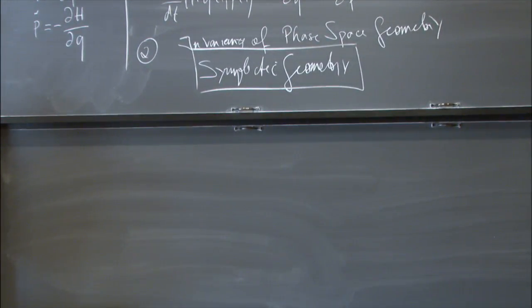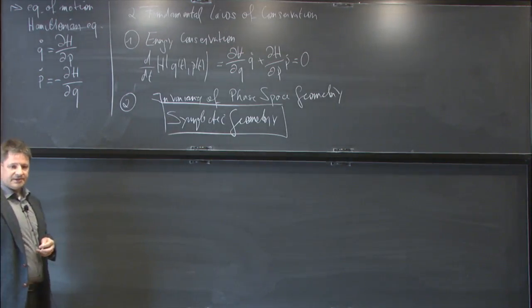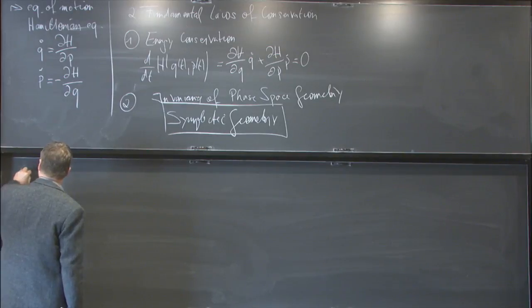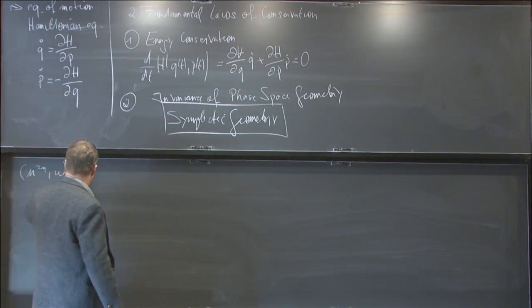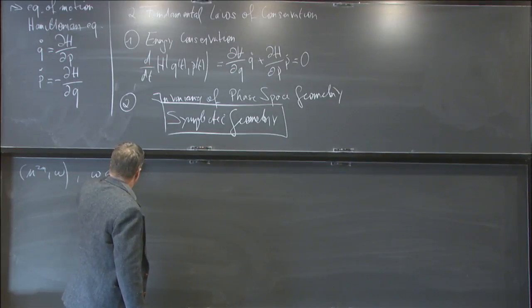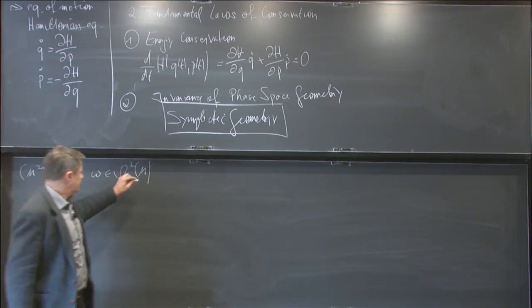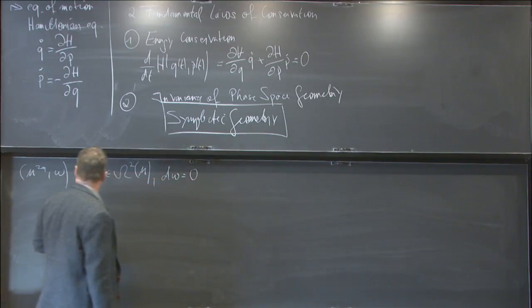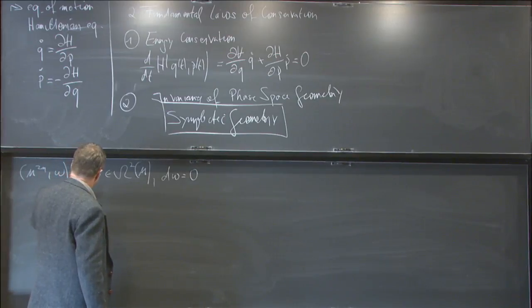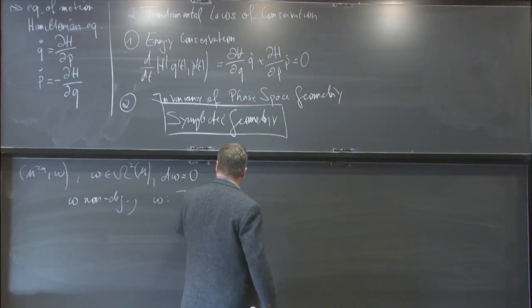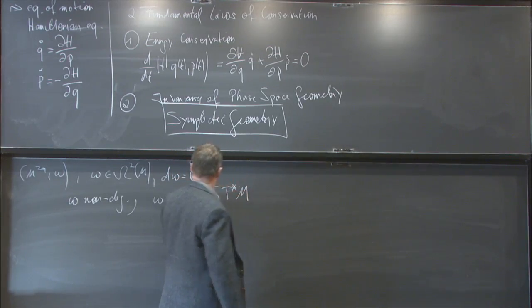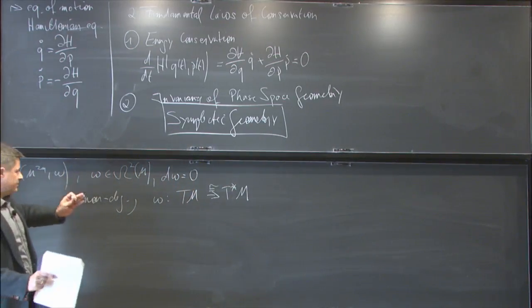So in order to describe this, let's first define symplectic geometry. In more abstract terms, a 2n-dimensional manifold, think of phase space, for example the cotangent bundle, is a symplectic manifold if we have a differential two-form which is closed and non-degenerate. The non-degeneracy means we can use it to identify vectors with covectors, tangent bundle with cotangent bundle.